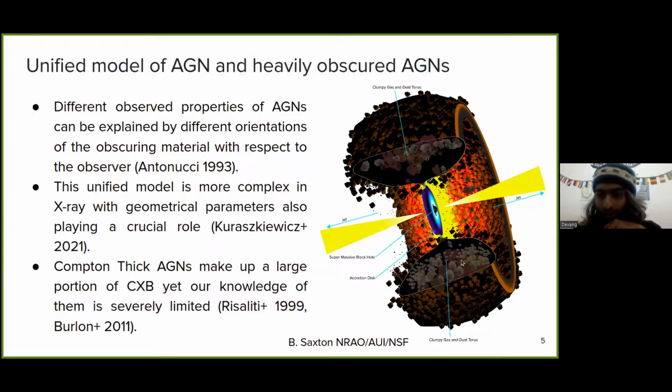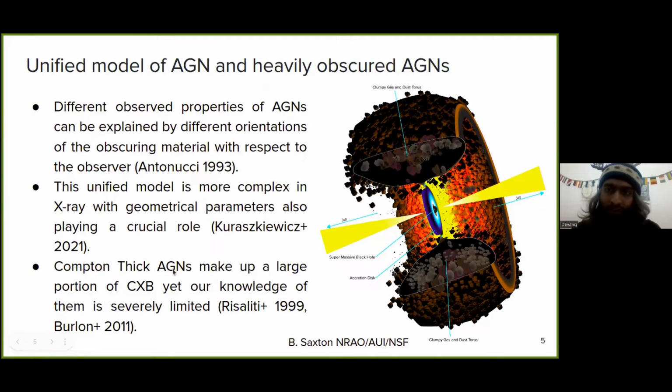Now, based on the column density of this torus, the AGNs are classified into different classes. One such class is Compton thick AGN, which is just to say that the column density is roughly greater than 1.5 times 10^24 per centimeter squared. What is interesting about these sources is that previous work has already shown that a large portion of these types of AGNs make up the cosmic X-ray background, but our understanding of these sources is very limited.